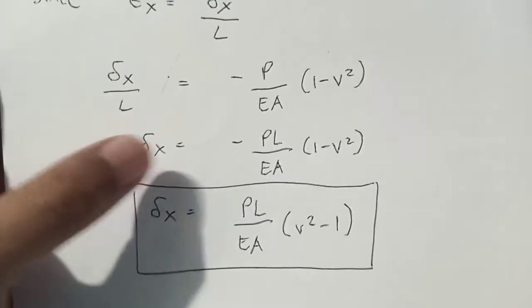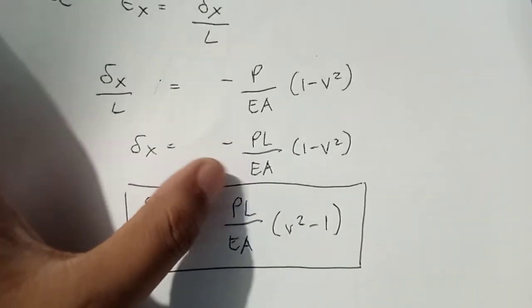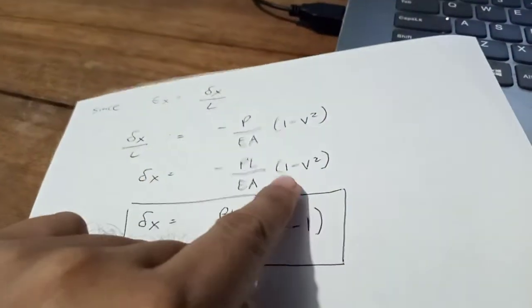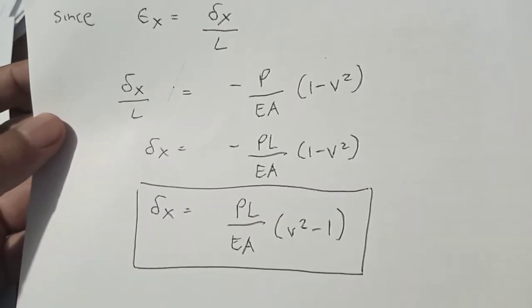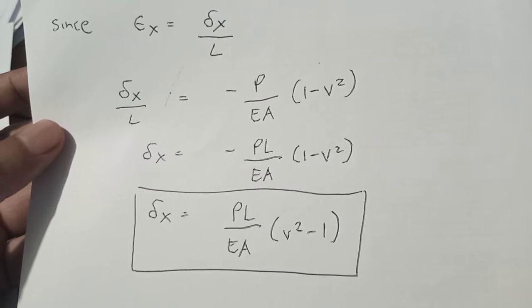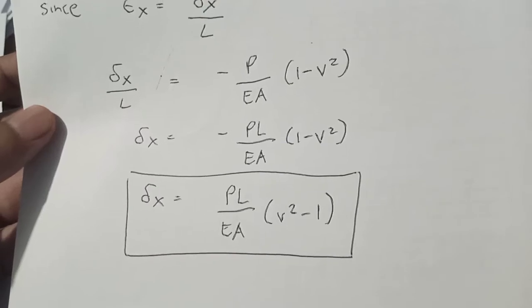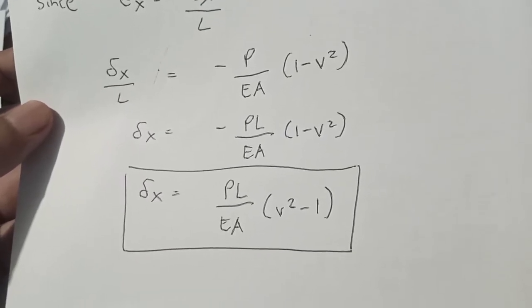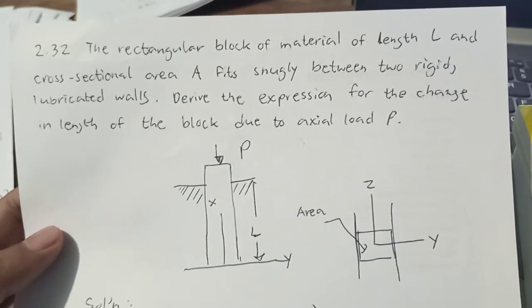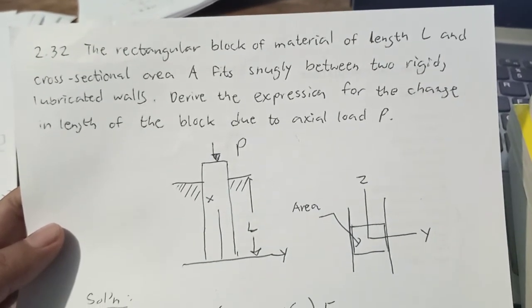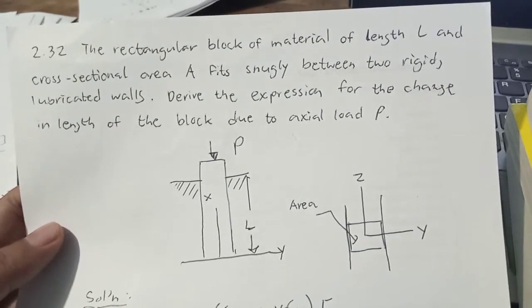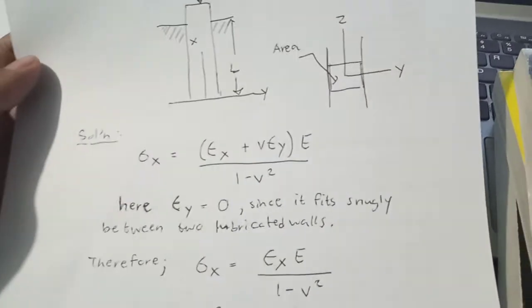This is already a good answer, but somehow there is a negative sign, so we can flip this inside the parenthesis. So we get the elongation at x is equal to PL over EA. This is the expression for the change in length of the block due to the axial load P. So we will just review the solution: this is the derivation of the expression for the change in length of the block due to axial load P for problem 2.32.